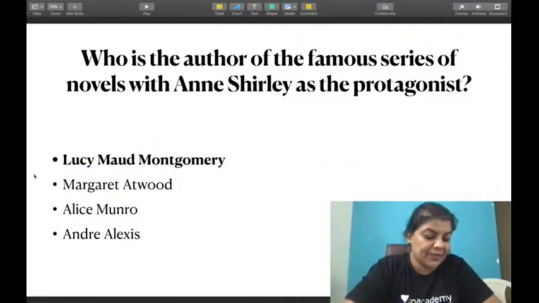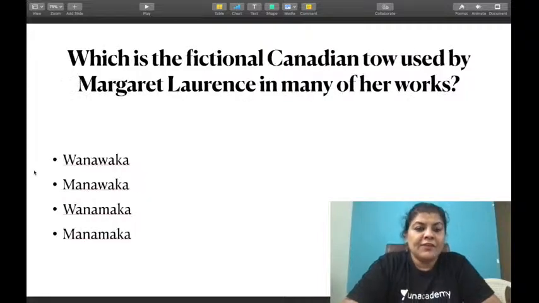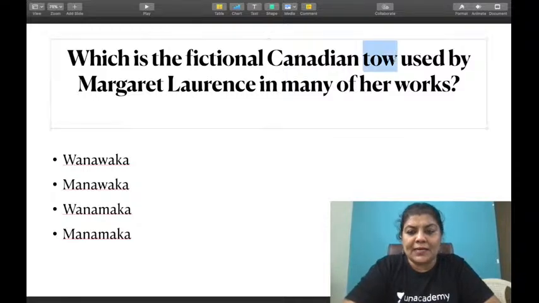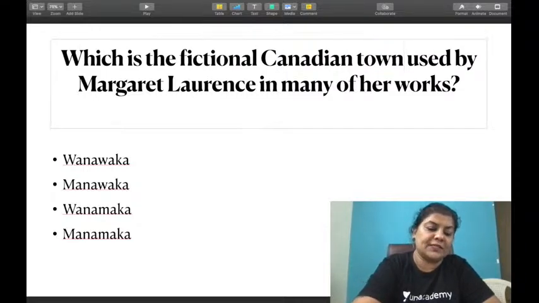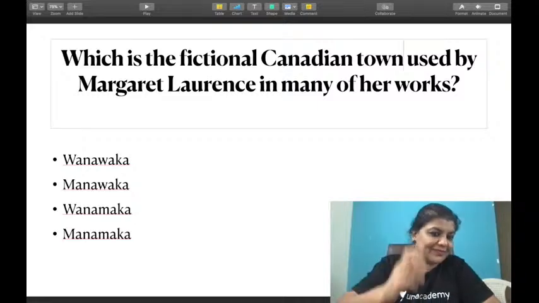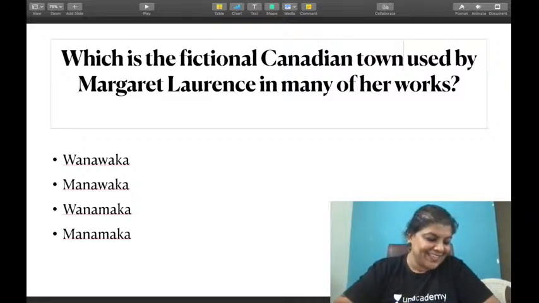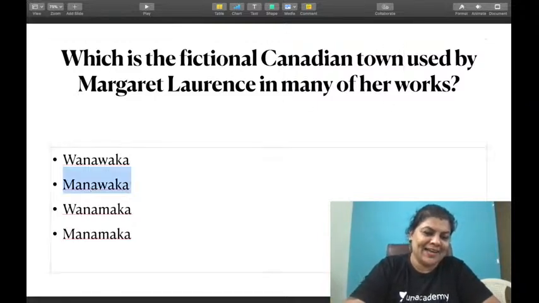Lucy Maud Montgomery. Anne of Green Gables. Which is the fictional Canadian town used by Margaret Laurence in many of her novels? Which is the Canadian town? It is the second one, Manawaka.